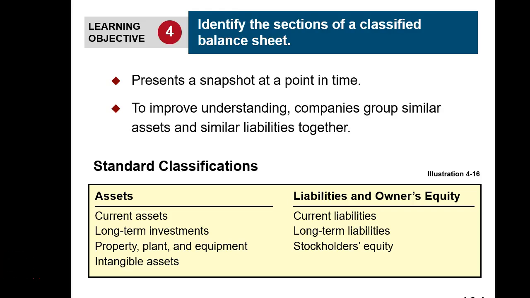The classified balance sheet refers to a balance sheet where the information is broken down into several categories. We're going to talk about the different types of assets with a classified balance sheet: current assets, long-term investments, property, plant, and equipment assets, as well as intangible assets.